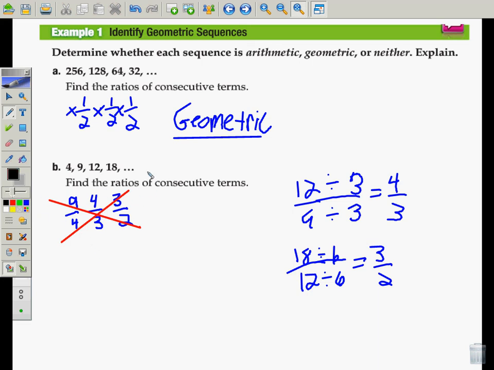In order for it to be arithmetic, we had to have the common addition or subtraction. For geometric, we had to have the common multiplication, that common ratio. In part A, we had that times 1/2. In part B, we did not have a common ratio, so it was not geometric.